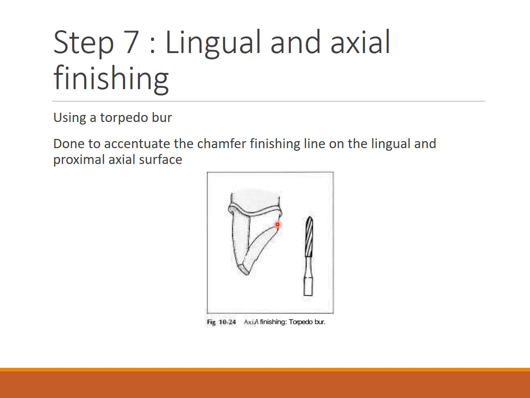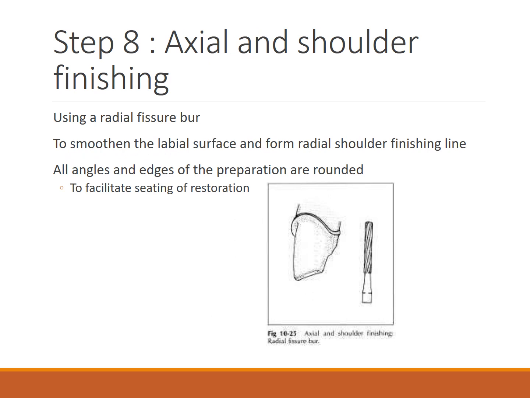It can accentuate the chamfer finishing line on the lingual and the proximal axial surfaces, guys. You just have to put it and run around. Also, guys, you have to know the color coding of the burrs: the grits, the red, the blue, the green, and the yellow. Usually for finishing we use a yellow burr. This is a radial fissure burr to smoothen the labial surface and form a radial shoulder finish margin. All angles and edges of the preparation are rounded to facilitate seating of the restoration. So everything is rounded, guys.